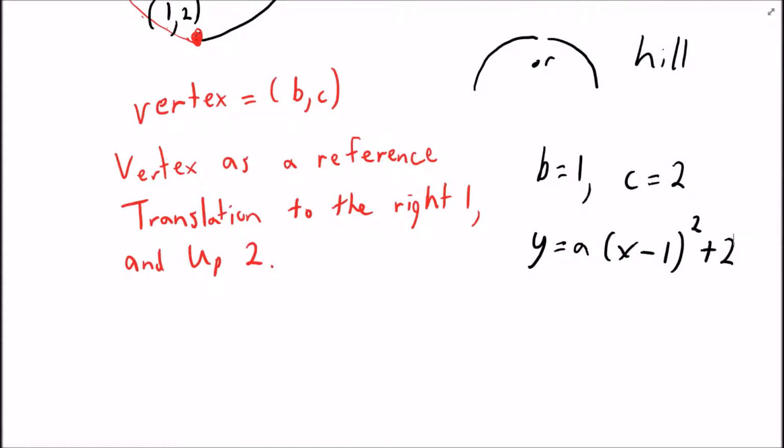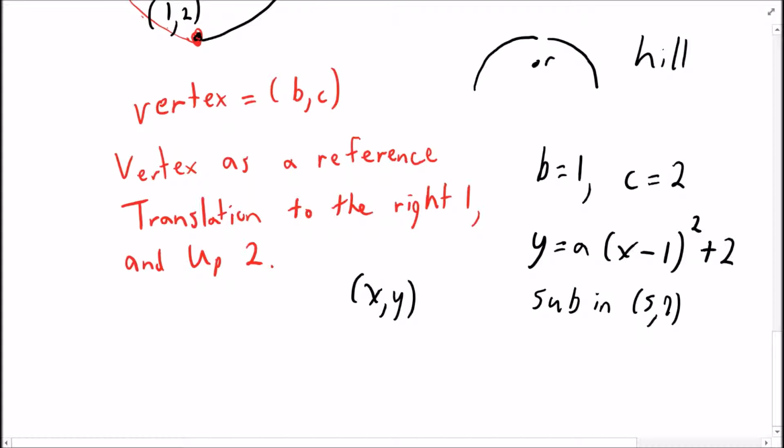Now in order to solve this, we want to set it equal to the other point. So we're going to sub in the other point. That'll force it to go through that. And remember, coordinates are always x first, then y. So our equation is, the second value comes first: 7 equals a bracket 5 minus 1 squared plus 2.